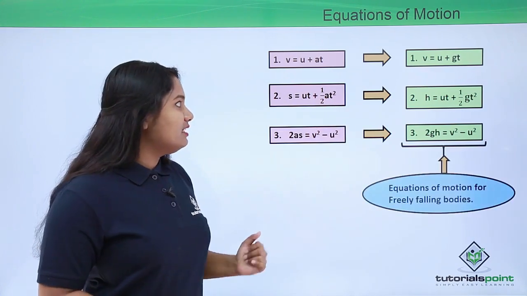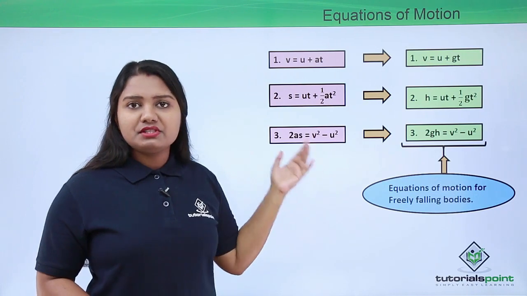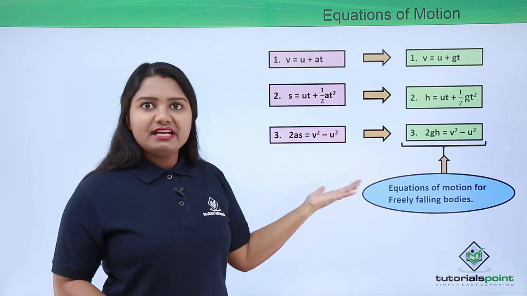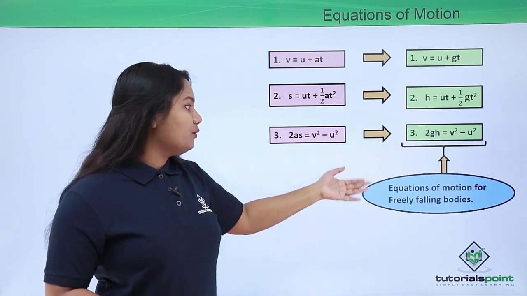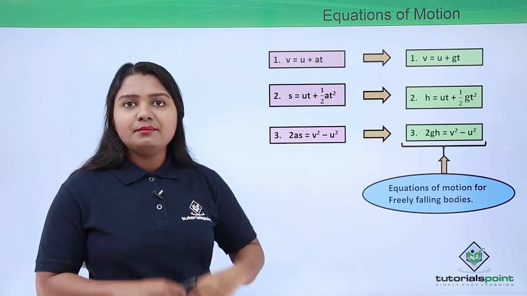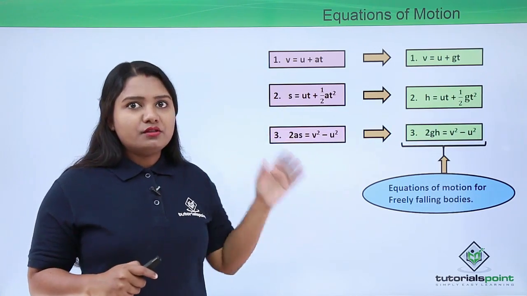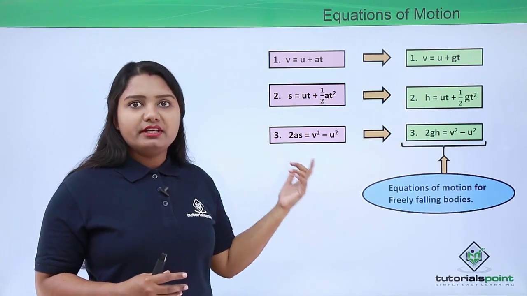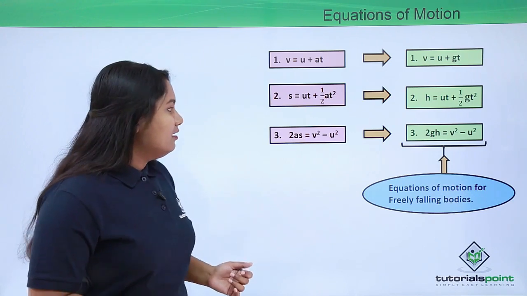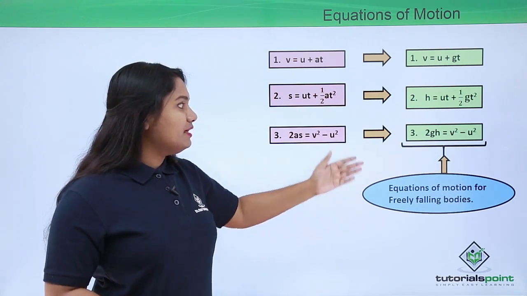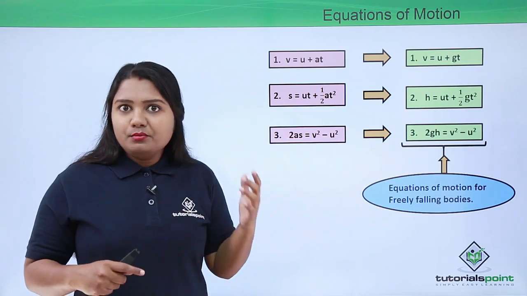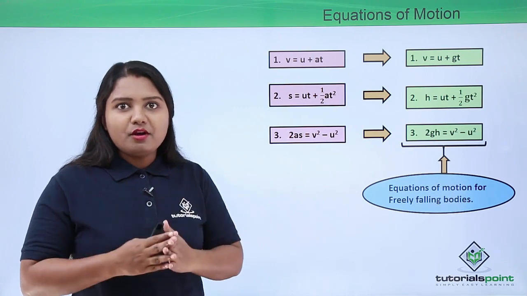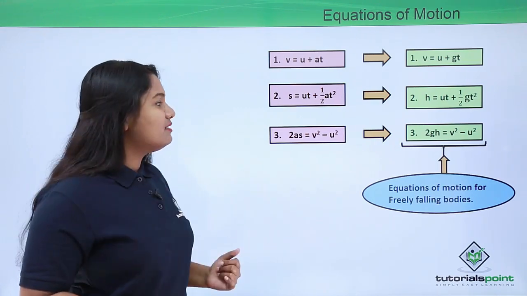So these are the three equations of motion, or this is a set of equations of motion which is good for us to use for freely falling bodies. These are the equations that we are going to make use of whenever we solve the numerical problems in this chapter which are based on freely falling bodies. So this is the set that we require, but we need to know some more things if we want to solve the numerical problems in a proper way. So let us see what those things are.